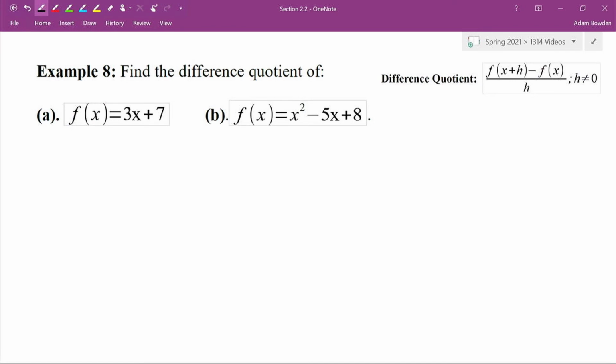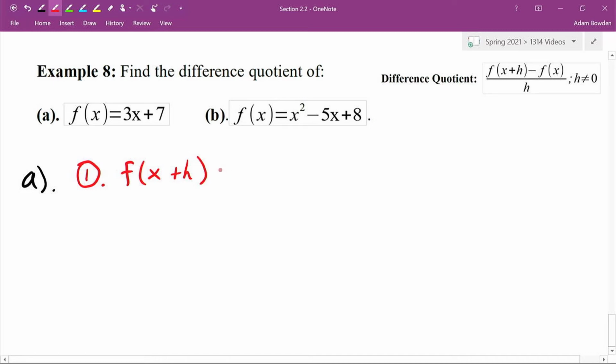Okay, so on the first one here, where we have f of x is equal to 3x plus 7, I kind of do the difference quotient in several steps. The first step is to calculate this thing called f of x plus h. We do that by taking our function and substituting in for the place of x, the x plus h. So it'll be 3 times x plus h plus 7.